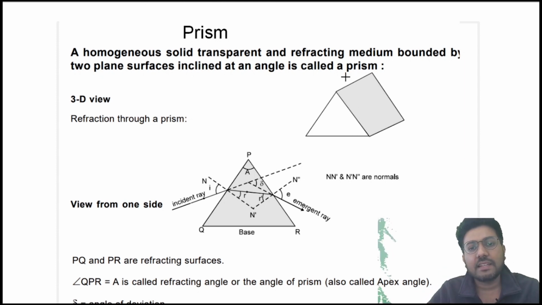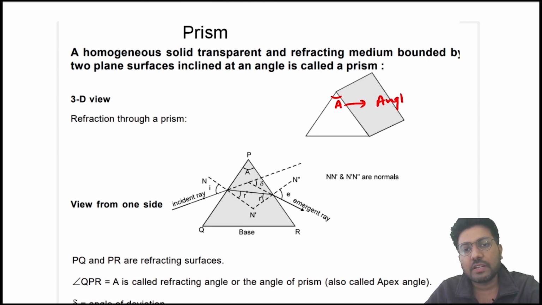Okay, this angle is called the angle of prism or the refracting angle. So this is the angle of prism, and it is also called the refractive or refracting angle.